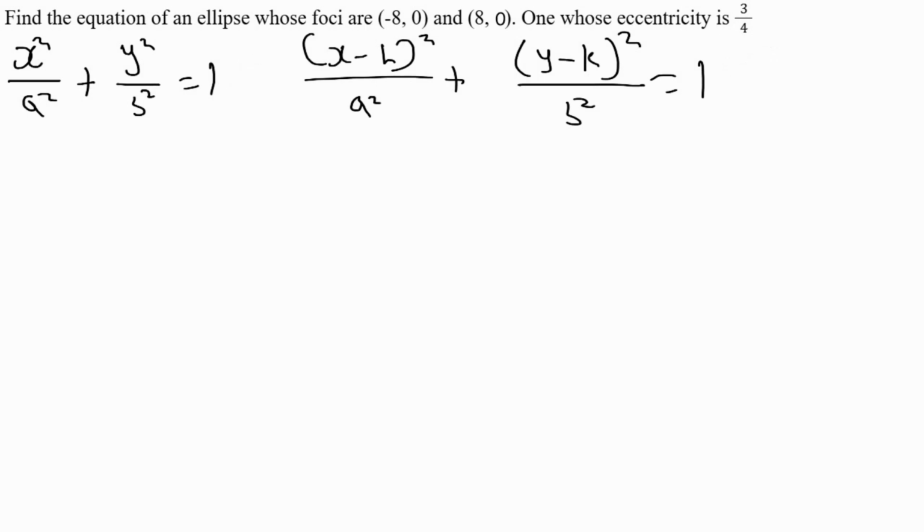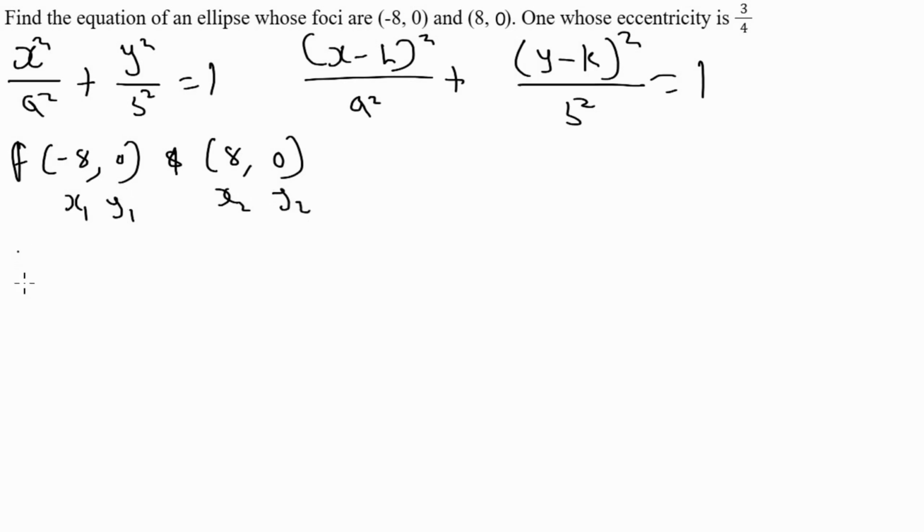Like I said, if the coordinates of the foci are given, you can use them to get the center. If the coordinates of the major vertices are given, you can use them to get the center. If it's the minor vertices, you can use them to get the center. So the foci are (-8, 0) and (8, 0). We have x1, y1, x2, y2. The midpoint (x, y) equals ((x2 plus x1) divided by 2, (y2 plus y1) divided by 2).